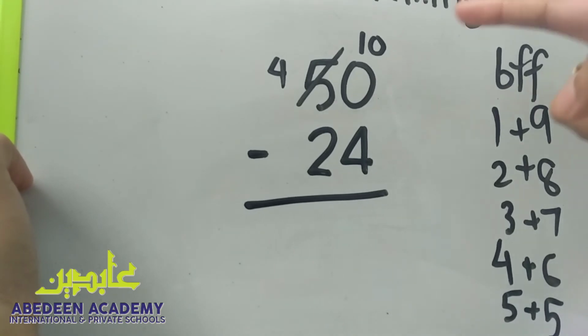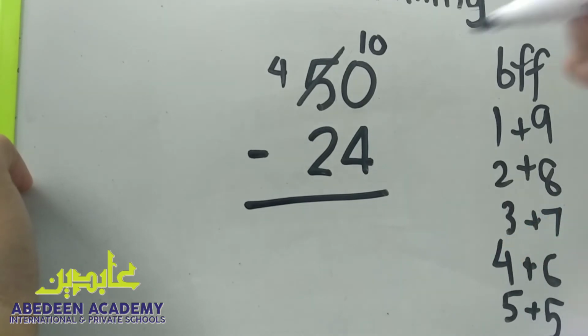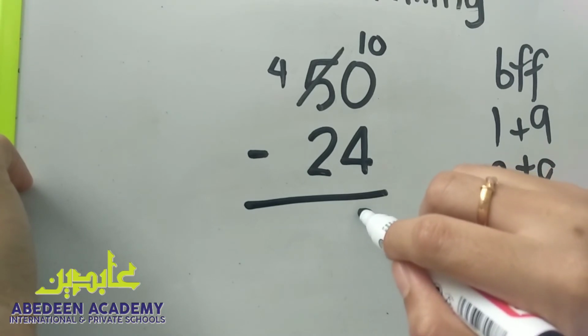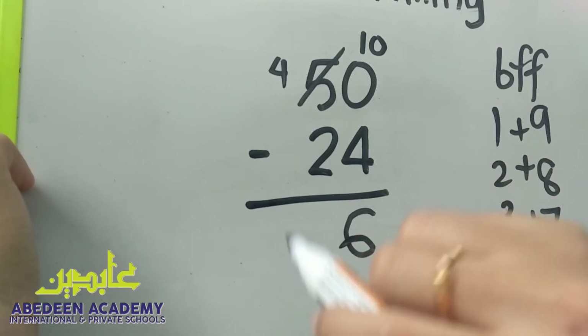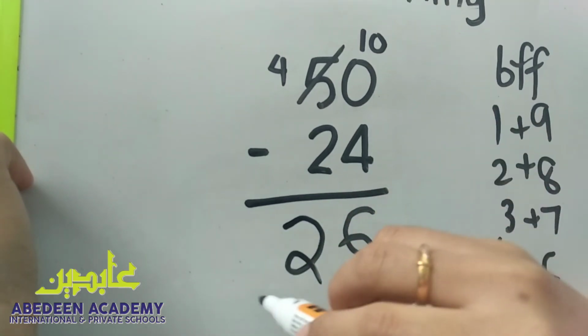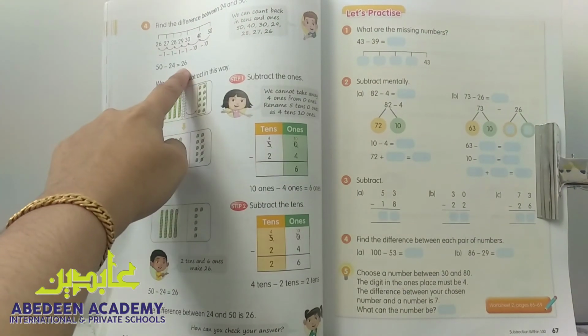Always remember. Now 10 minus 4. What is the BFF of 4? 6. Easy. No need to use fingers, use your head. So the answer is 6. 4 minus 2. Again, 4 take away 2. The answer is 2. So the answer is 26. Is it the same? Yes, the same one.